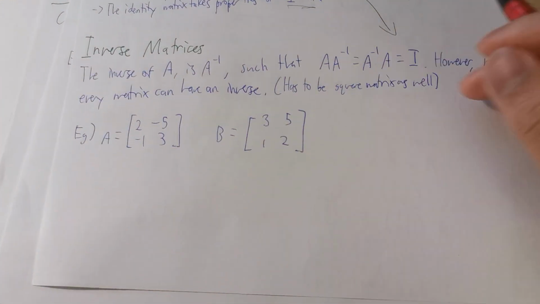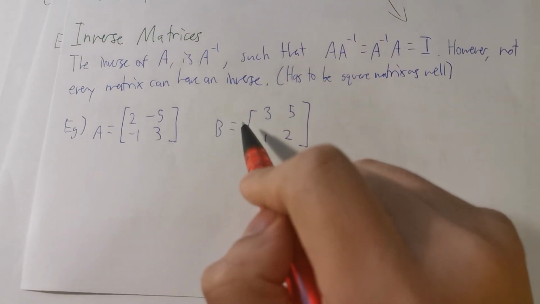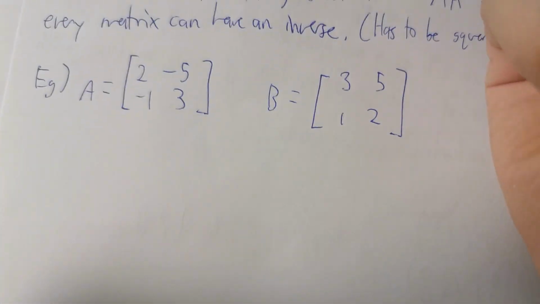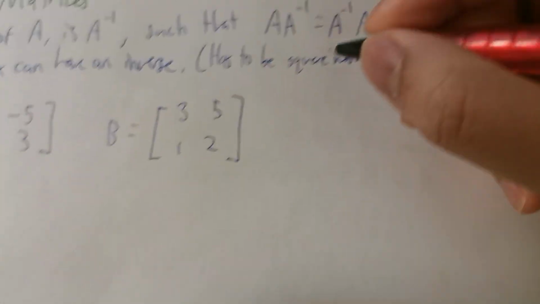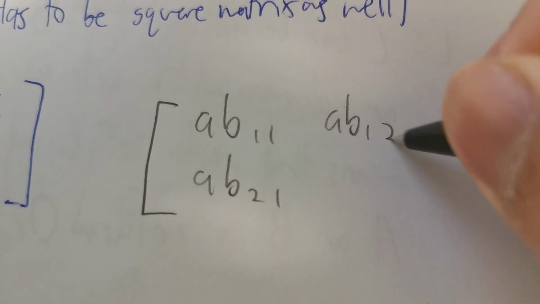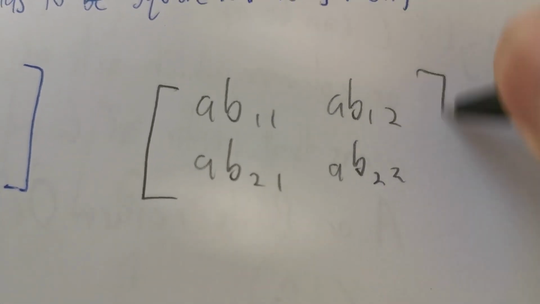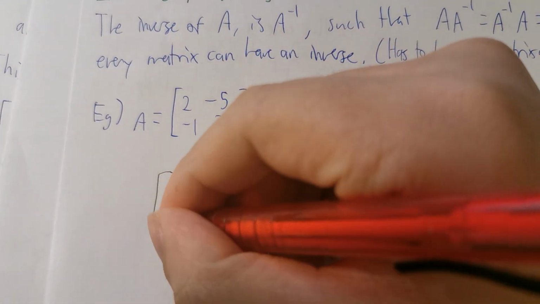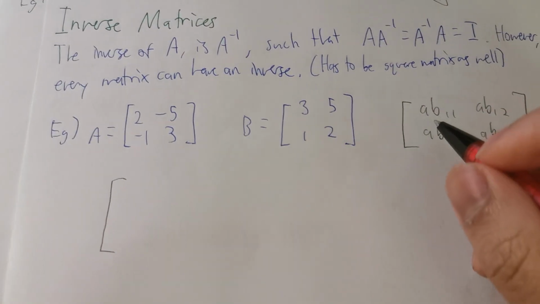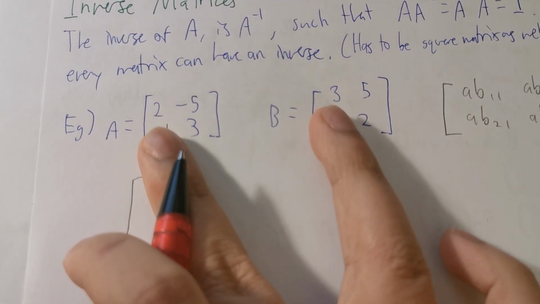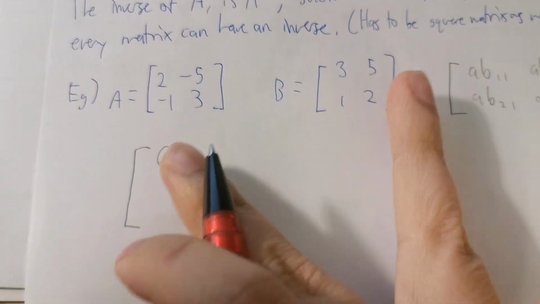So I'm going to show you here. B here is the inverse of A. So if I multiply them together, it's going to give I, right? Let me just do this so it's easier for me to get where I have to go. All right, so let's multiply together. If I do AB, that's 2 times 3 equals 6.